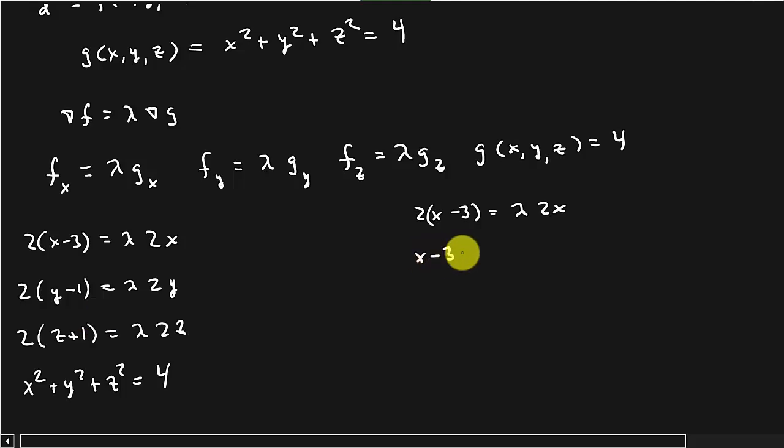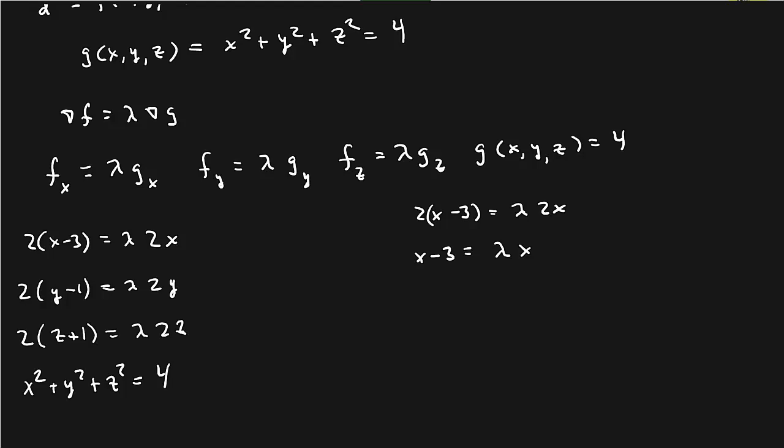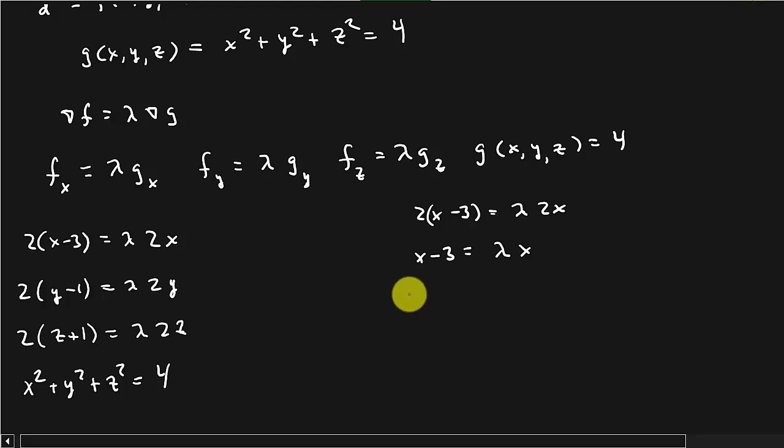All right, so this is going to be x minus 3 equals lambda times x, right? Divide both sides by 2, lambda x. And so now I'm going to get x minus lambda x equals 3. Factor out of x.